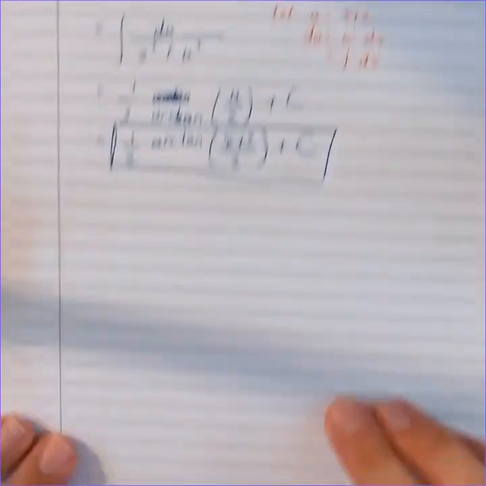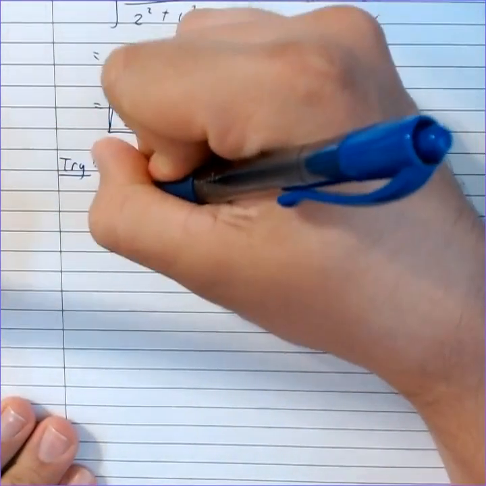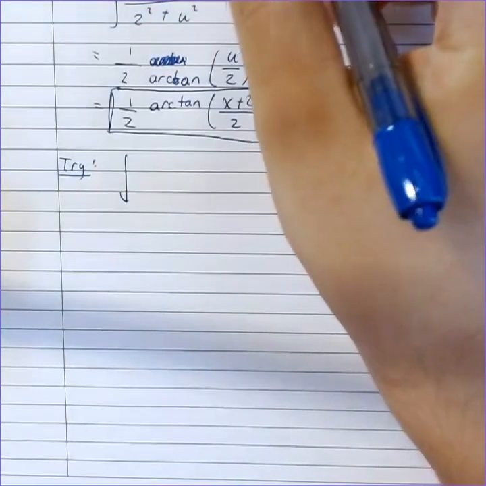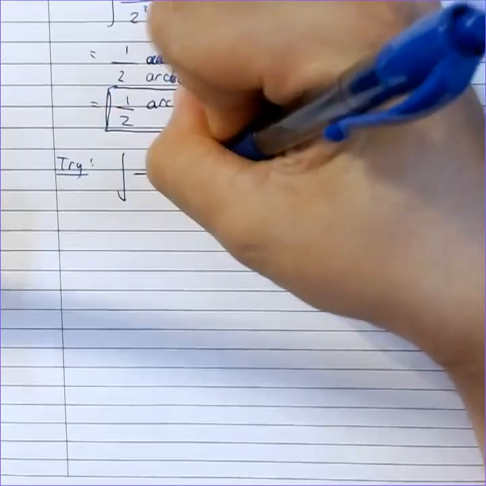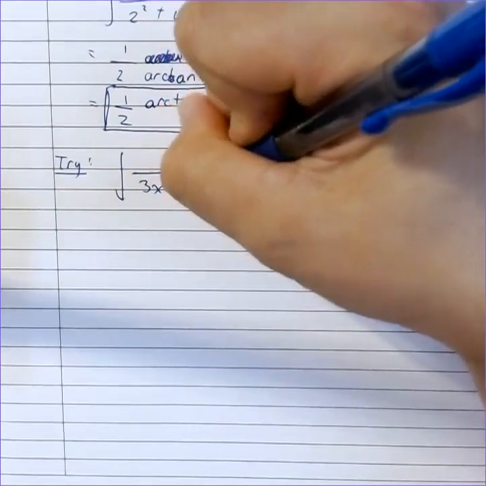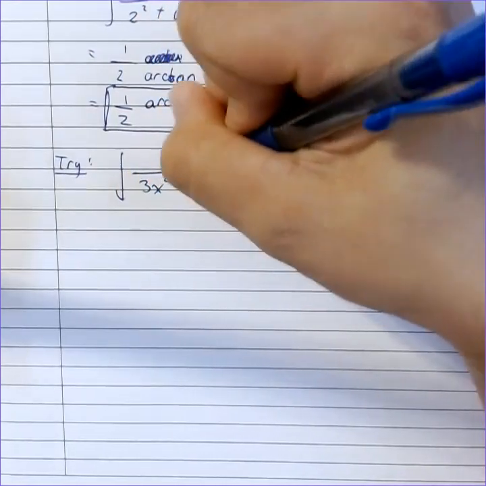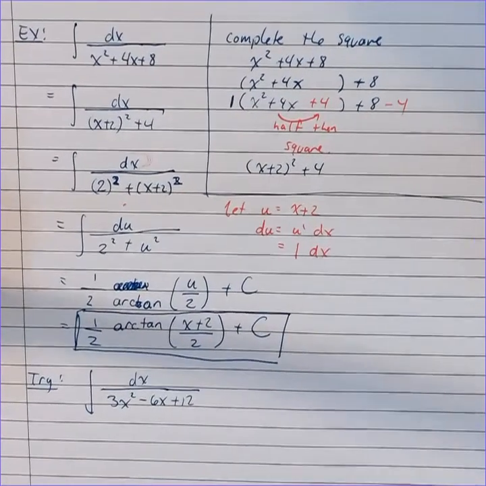So here, give this a try. Same kind of problem. Go ahead and find the integral of dx over 3x squared minus 6x plus 12. You're going to have to complete the square just like we did in the previous one, the same way we did up here. Go ahead and pause the video, give yourself as much time as you need, and once you're done, unpause and we'll go through this one together.